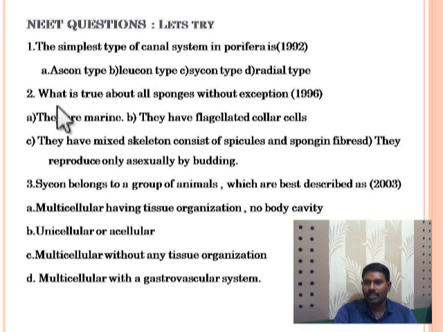Okay. Next one, what is true about all sponges without exception? This was asked in NEET 1966. Option A, they are marine. Option B, they have flagellated collar cells. Yes. And the third one, mixed skeleton made up of spicules and spongin fibers. Option D, they reproduce only asexually by budding. No, we are dealing with sponges. No, all sponges are marine, some are freshwater. So the first option is not the answer.